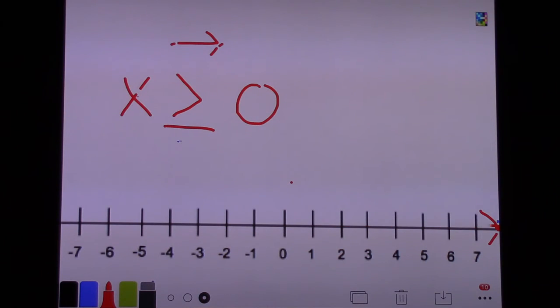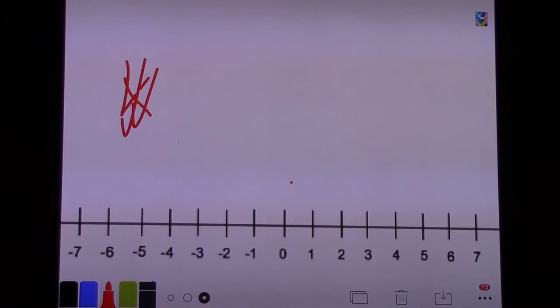So that's a look at some of the ways, some of the procedures, the review of how we would graph inequalities. Hope this helped.